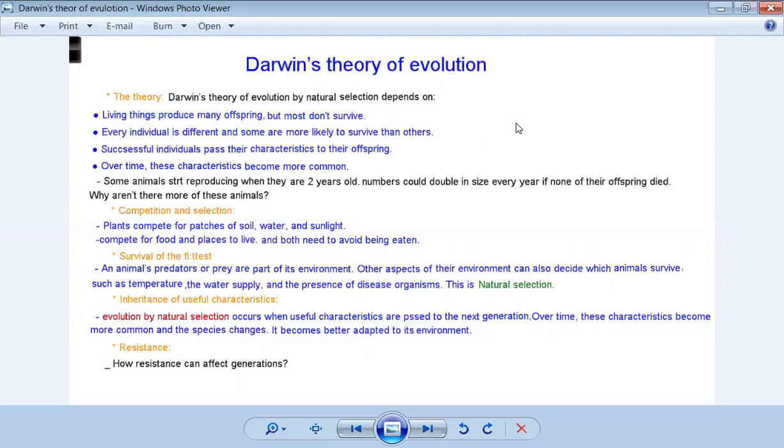So this was all about Darwin's theory. The summary of this lesson is that members of a species have different characteristics. This makes some individuals more likely to survive than others because they have strong features, not weak ones. Also, survivors reproduce and pass their useful characteristics to the next generations. And over many generations, these characteristics become more common and the species changes. Okay, so this was all about our lesson.